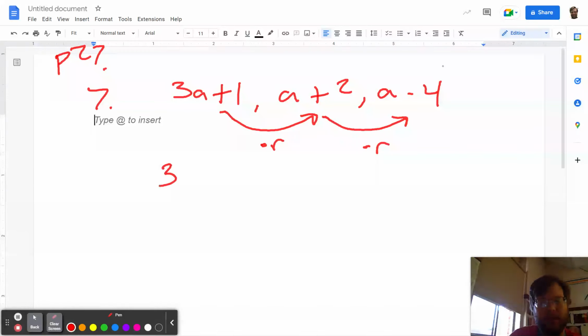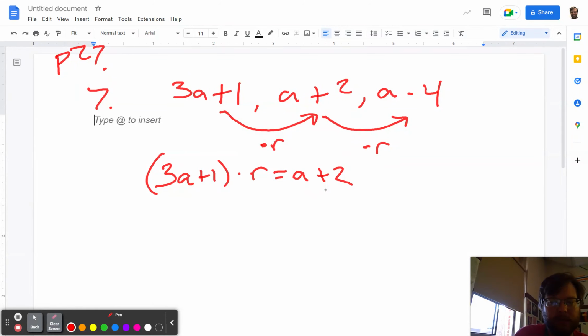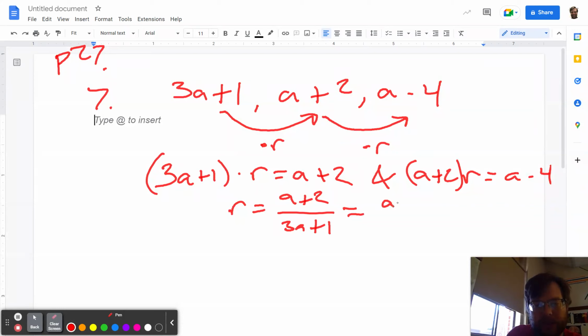So if you want to put that in terms of equations, you can say 3a plus 1 times r is equal to a plus 2, and a plus 2 times r is equal to a minus 4. And if you set those equal to each other, what you can do is solve for the letter r first and then set them equal to each other. So r is going to equal a plus 2 over 3a plus 1. r is also going to equal a minus 4 over a plus 2.